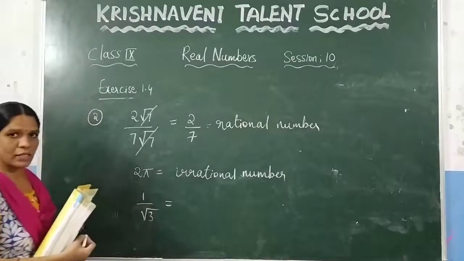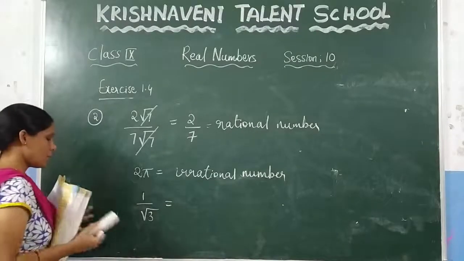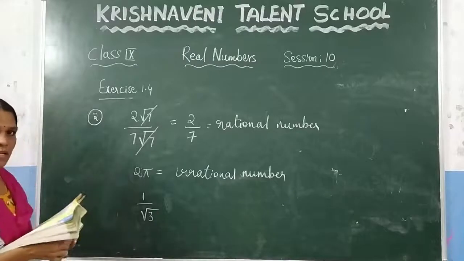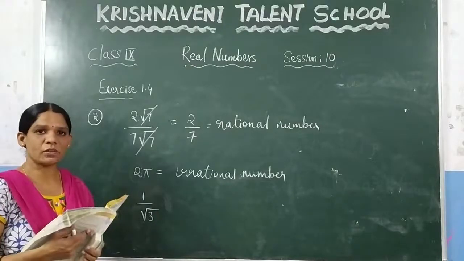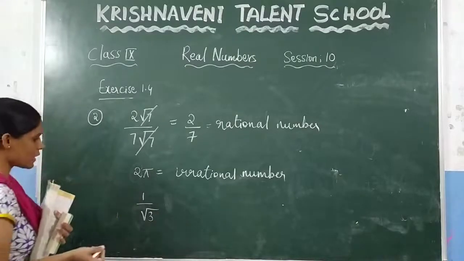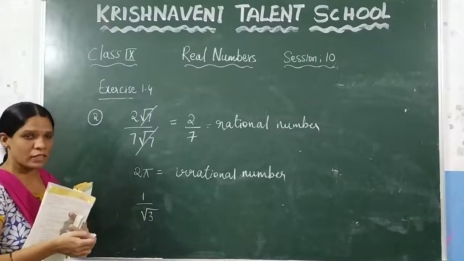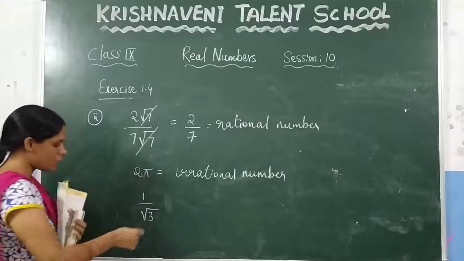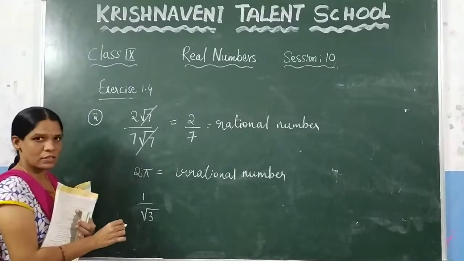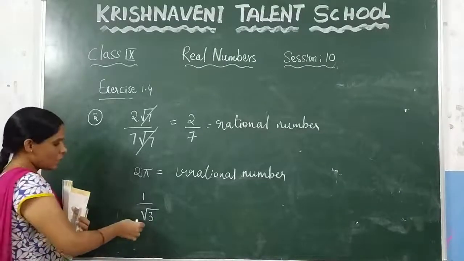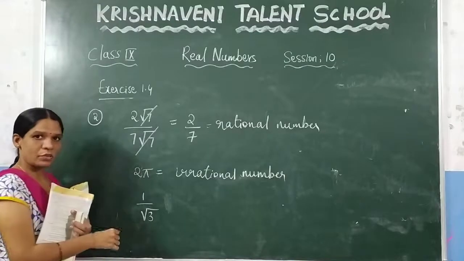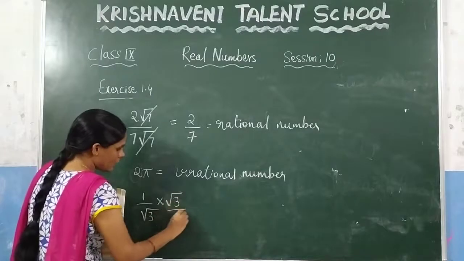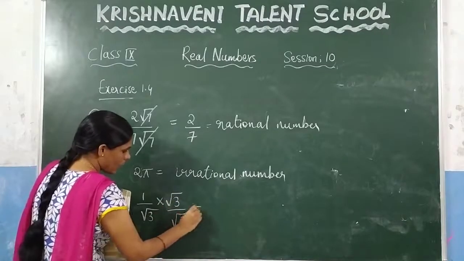This is also an irrational number, but here we cannot divide 1 by root 3, right? For that reason, what do we need to do? We need to rationalize. What is meant by rationalization? The process of making the irrational denominator into a rational denominator. Here you can observe that the denominator is irrational. We have to change this irrational denominator into a rational denominator. So which number do you need to multiply here? The same number, root 3 by root 3.